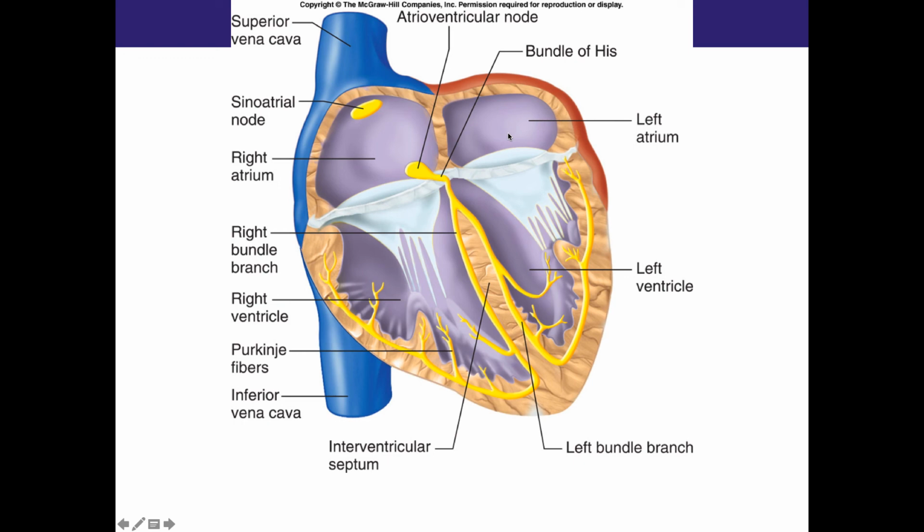So the electrical current goes from the SA node, sweeps through both atria, then arrives at fibers called the atrioventricular node, or AV node. Now, these cells don't have many gap junctions, and so the signal slows down in the AV node, allowing enough time for both atria to contract until the depolarization wave sweeps through the bundle of His, down the septum, and here are the left and right bundle branches, until the electrical signal ends up at the apex of the heart.